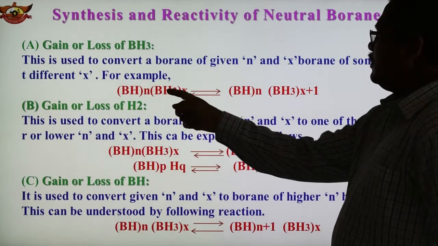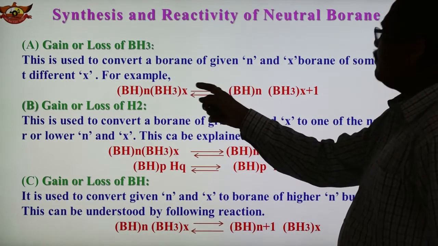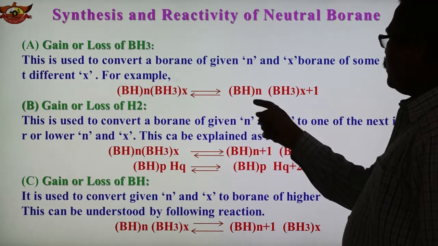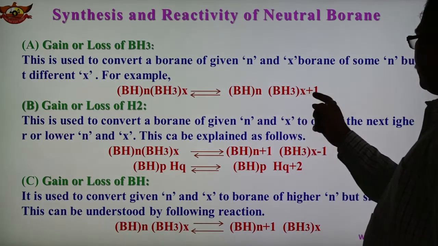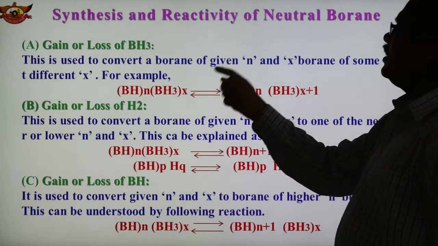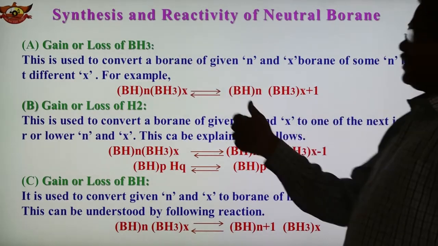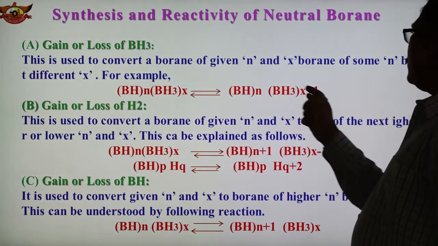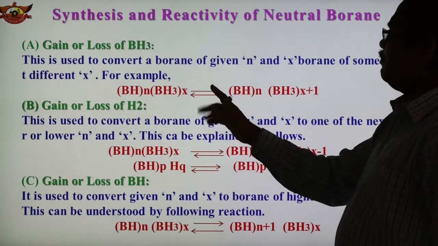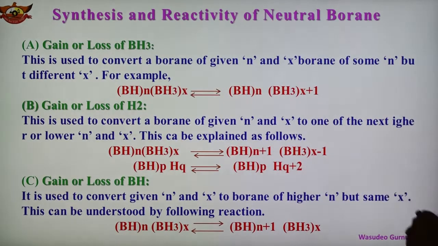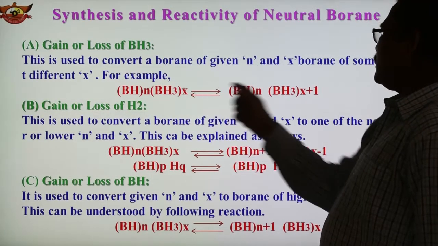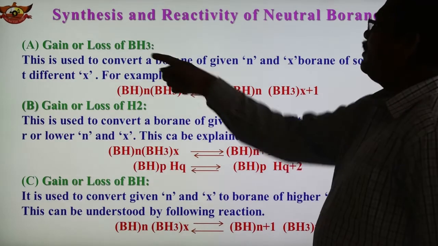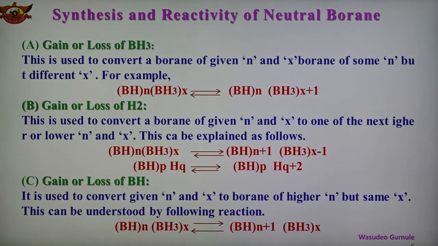So in the first route we add BH3, and this is converted to this one. If you add one BH3, then BHN stays the same and it becomes BH3 X plus 1, because we are adding BH3. So gain and loss: if you are adding, then plus 1 is here. If there is a loss of BH3, then again we get the same compound. So addition of BH3 we get this one, and removal of BH3 we get this one. So the first is a gain and loss of BH3 unit.